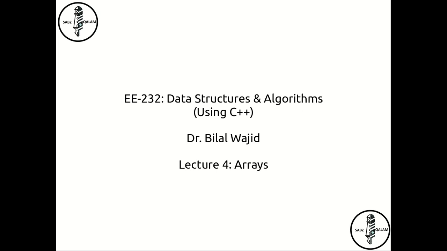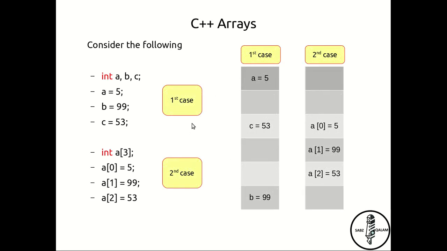My name is Dr. Bilal Wajid, and today we're going to talk about arrays. So let's consider two cases. In the first case, you have these individual variables a, b, and c declared and initialized to 5, 99, and 53. And this is the second case. What you see here on the right is a snapshot of, let's say, the memory.